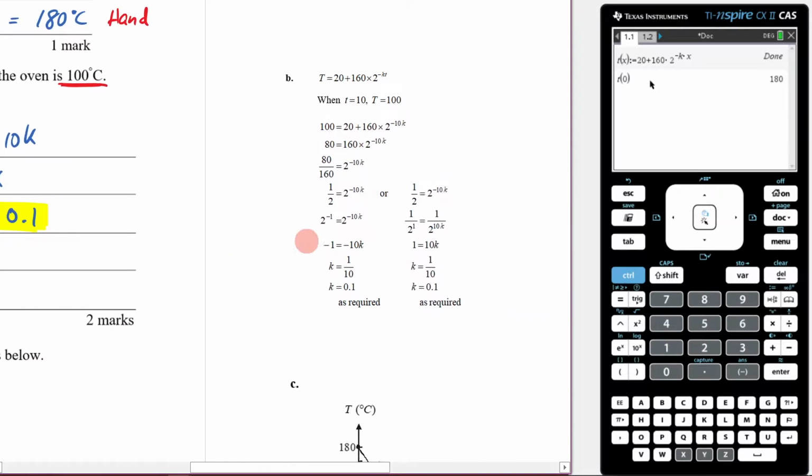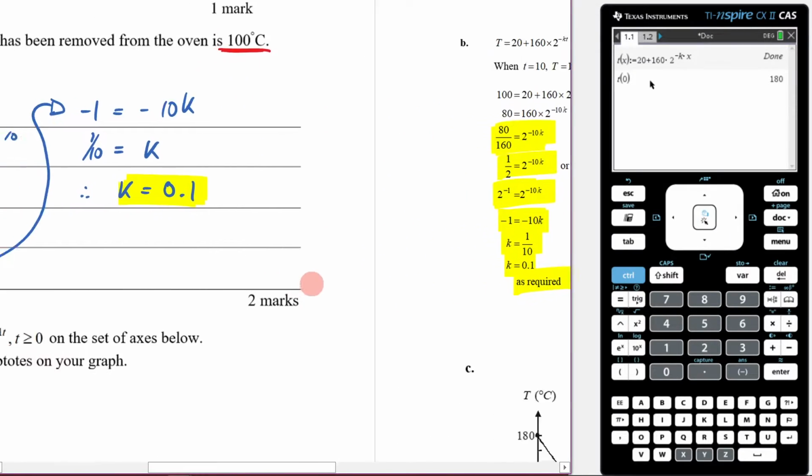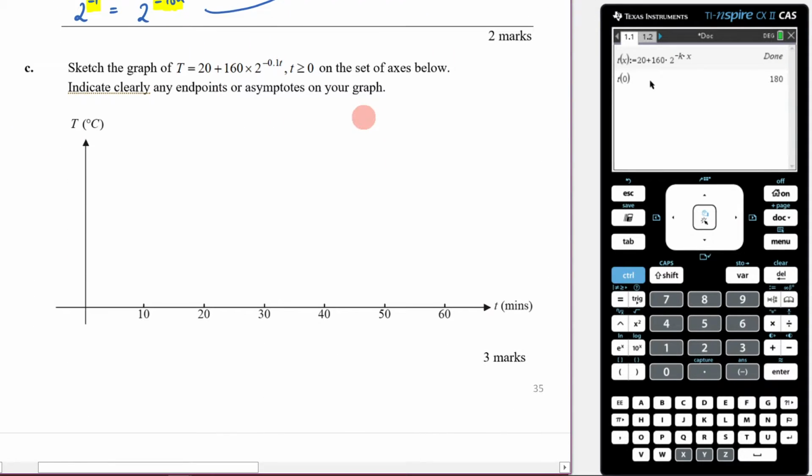Let's look at our worked solutions over here, and you can see that they've gone about it in a very similar way as I've gone about it. They've made the bases the same, equated the indices, got that, and then they've said as required because that's what we were after from the very beginning. Perfect. Let's continue to chug along here.